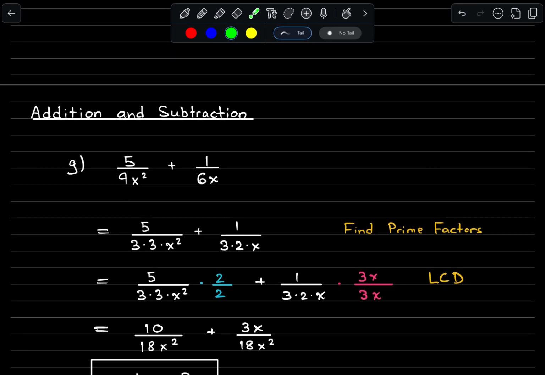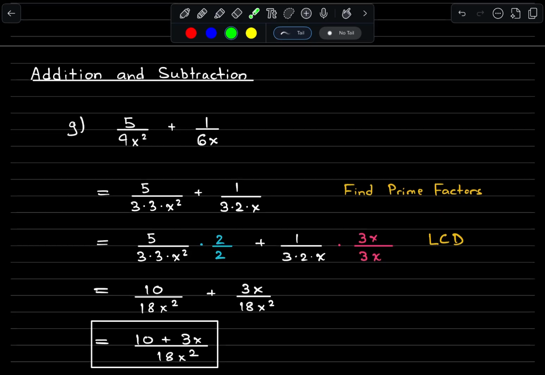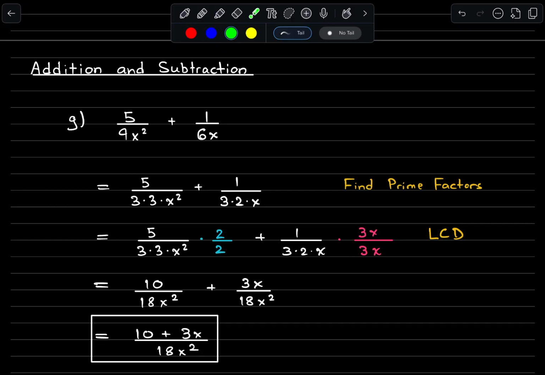Go ahead and just add them straight up. So we're just going to add the numerators. They're still just going to both be out of 18x squared. 10 plus 3x over 18x squared. That's all.